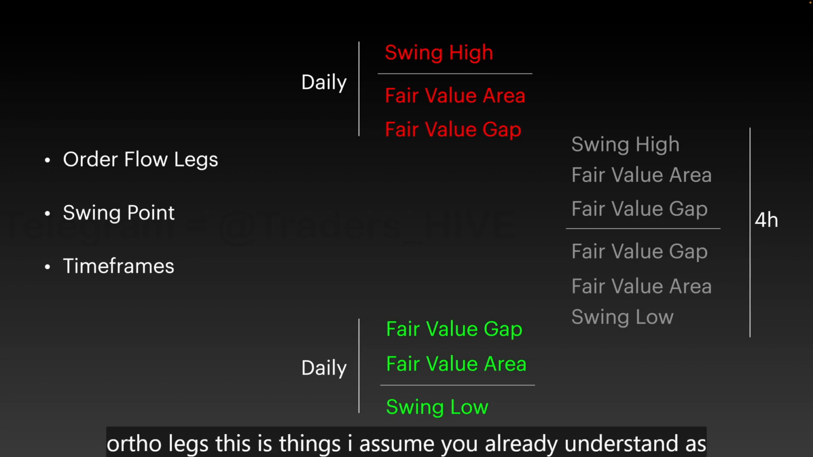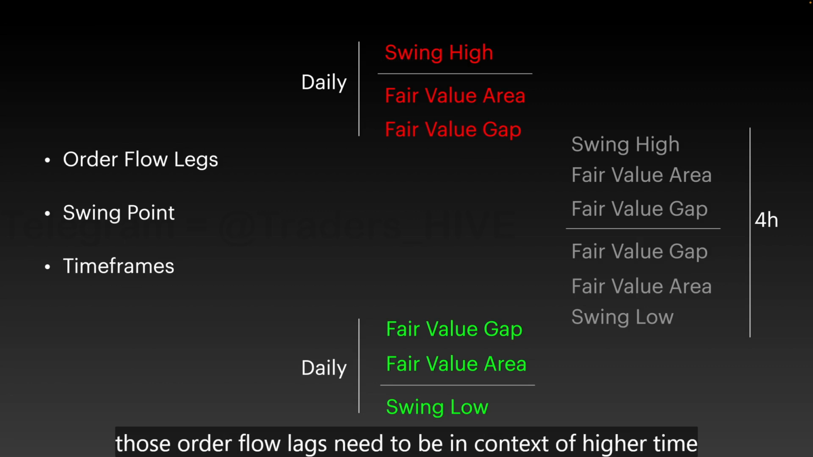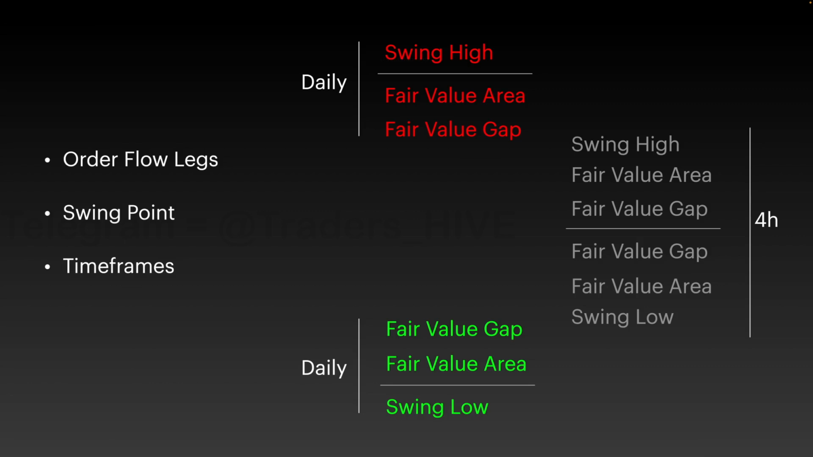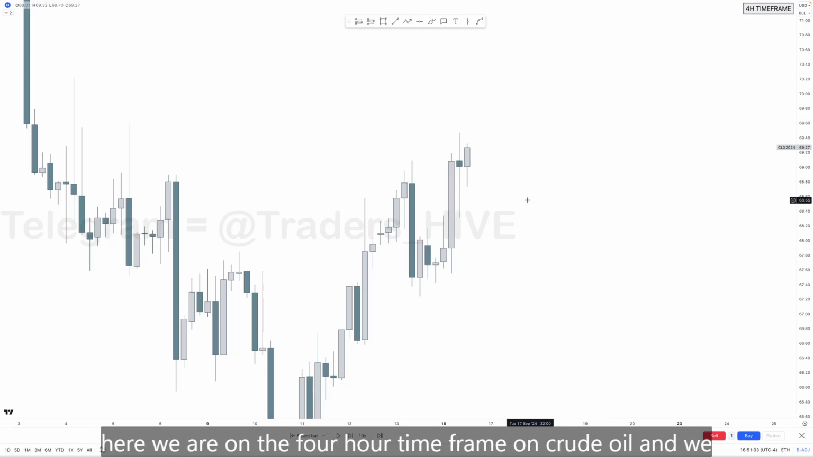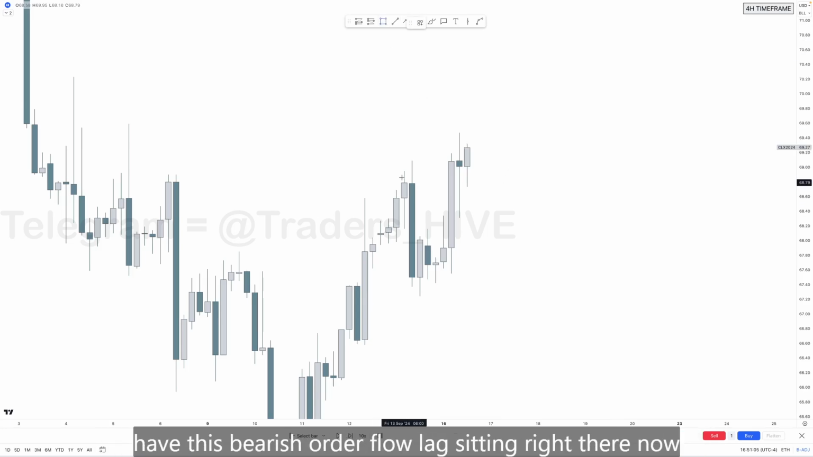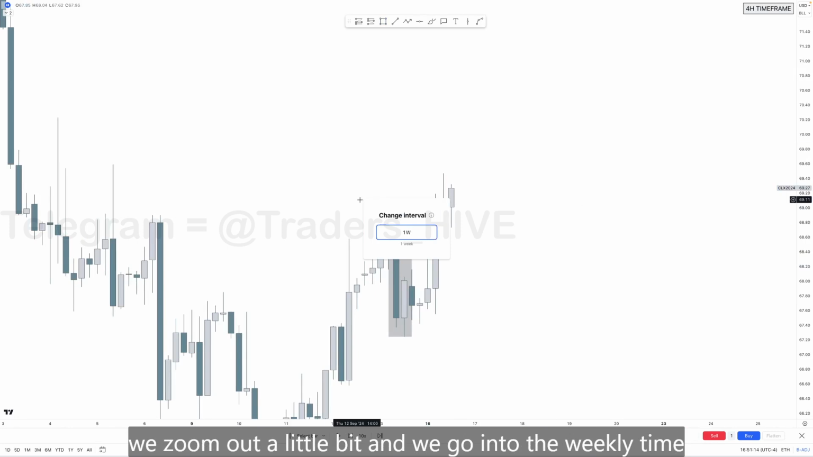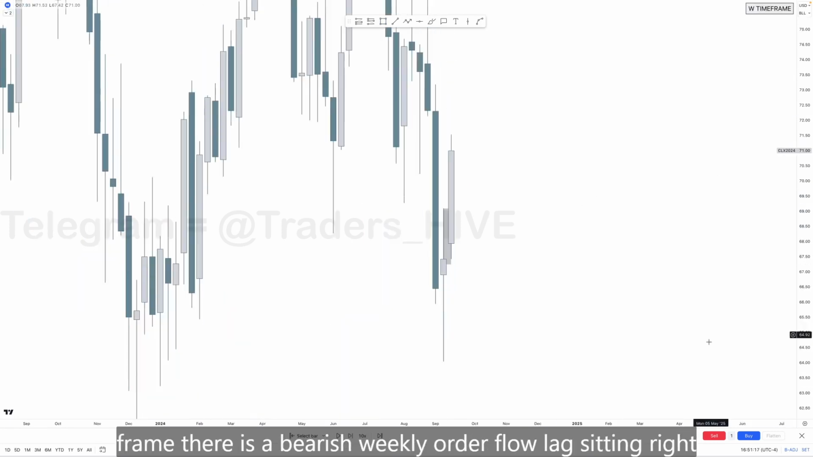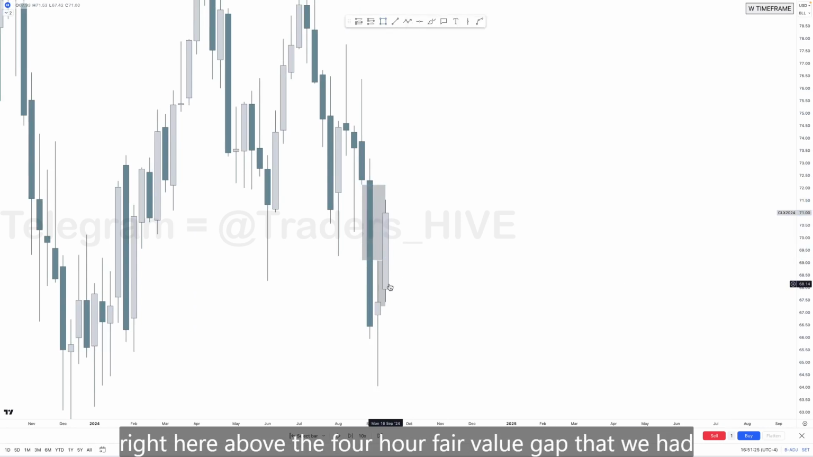These are things I assume you already understand from different enrollments and different modules, that those order flow legs need to be in context of higher time frame order flow legs as well. Very important to understand. I'll give one example. Right here, we are on the 4-hour time frame on crude oil, and we have this bearish order flow leg sitting right there. If we zoom out a little bit and go into the weekly time frame, there is a bearish weekly order flow leg sitting right there. Essentially saying there is a bearish fair value gap above the 4-hour fair value gap that we had right there.